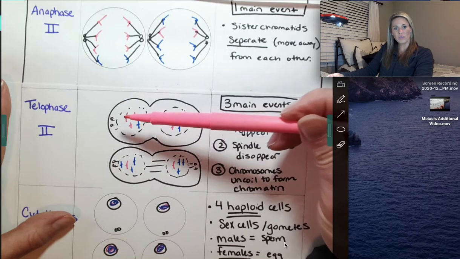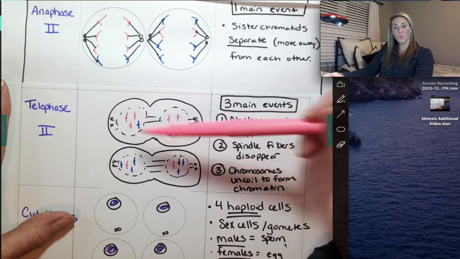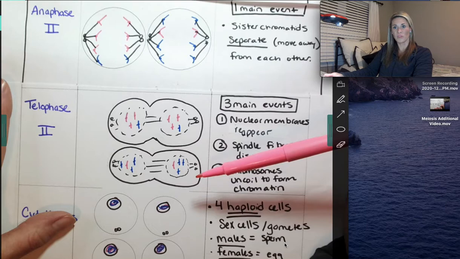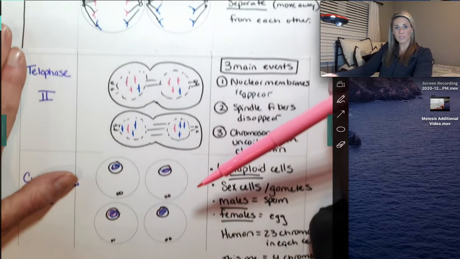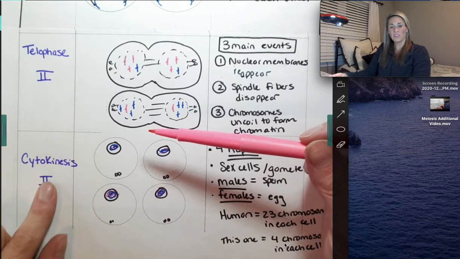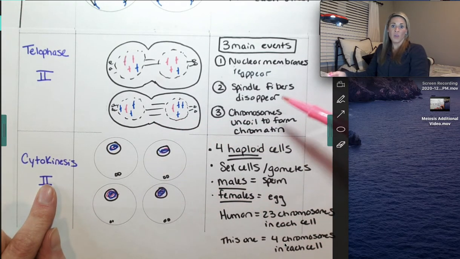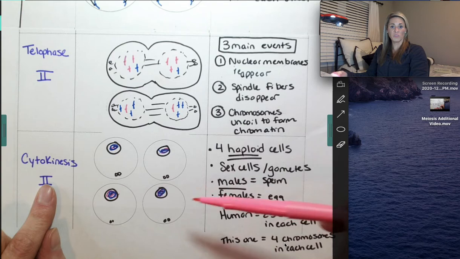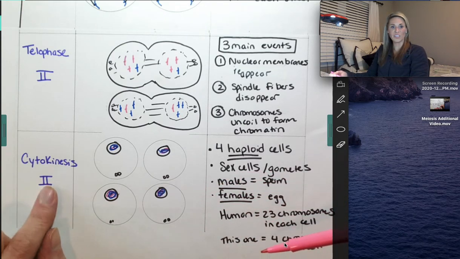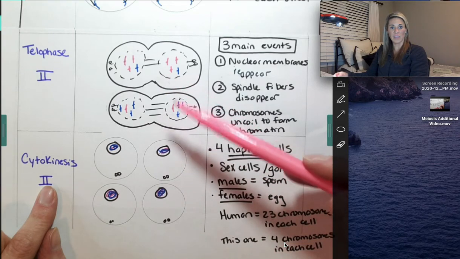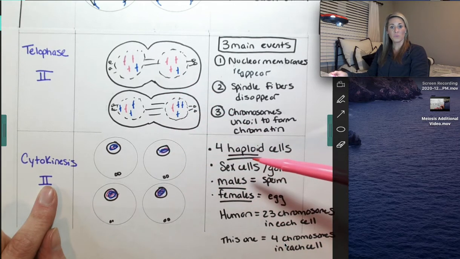You can tell now we only have 1, 2, 3, 4 unduplicated chromosomes finally. Remember, we ended meiosis 1 with 4 duplicated chromosomes. Now we have unduplicated ones. So what do we end with? Lastly, cytokinesis. With cytokinesis, we're going to split the cytoplasm. I don't even think I wrote that, but that's what's going to happen in cytokinesis 2. We're going to split the cytoplasm just like usual, but it's going to happen with 2 sets of cells. We're going to end up with 4 haploid cells.